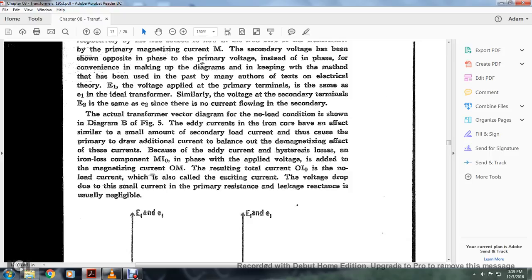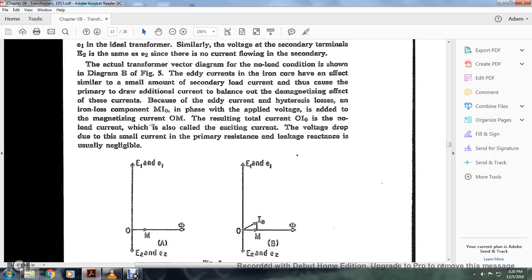The eddy currents in the iron core have an effect similar to a small amount of secondary load current, thus causing the primary to draw additional current to balance the demagnetizing effect of the currents, because of the eddy current and the high hysteresis losses of the iron core. The component MIO, subscripted 0 phase, is applied with the voltage and is added to the magnetizing current OM, resulting in the total current OI subscripted 0. This is the no load, also called the exciting current, with the voltage drop. Due to the small current, primary resistance and leakage reactance are usually negligible.